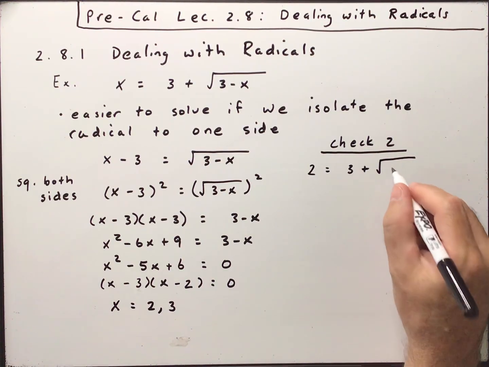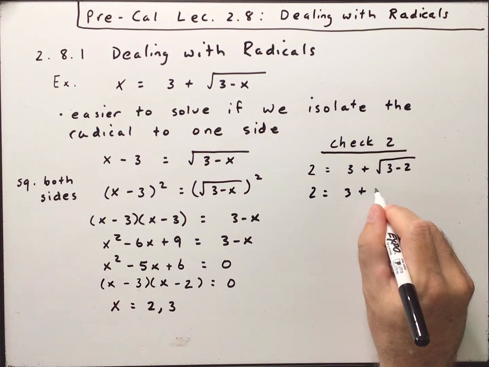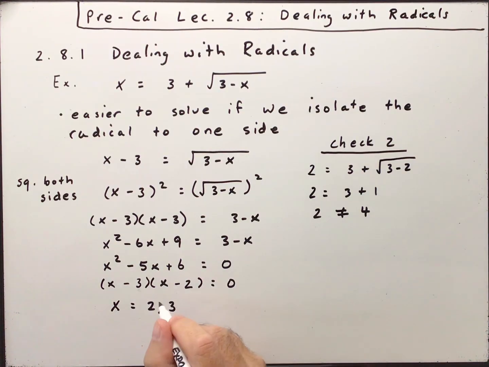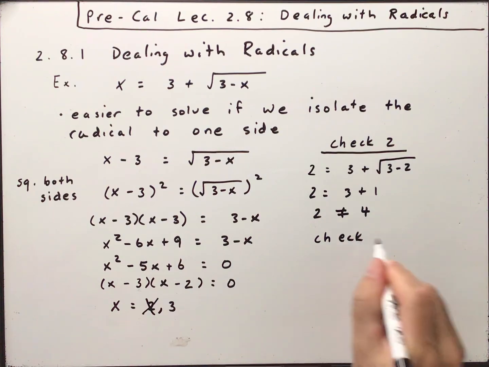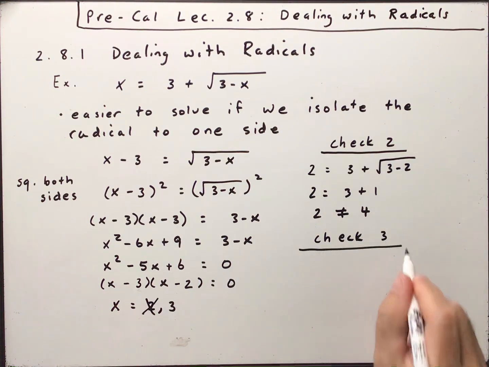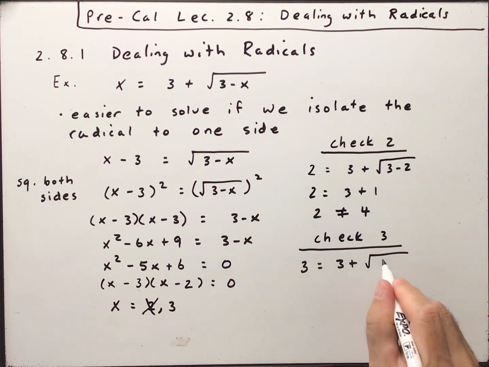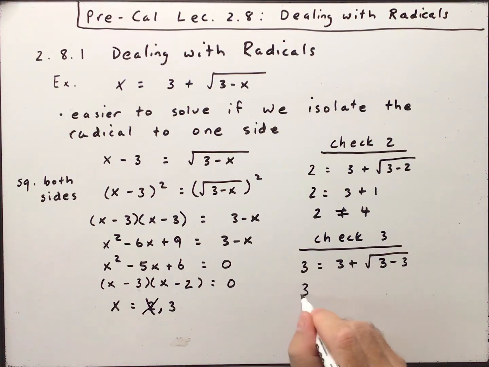All right, so the square root of 3 minus 2. So that's 2 is equal to 3 plus 1. 2 does not equal 4. So 2 is an extraneous solution. So I'm just going to X that one out. We do have to check them both because we can have no solution potentially. So check 3, we would have 3 is equal to 3 plus the square root of 3 minus 3, and that's just 0. So 3 equals 3, that works every time. So 3 is the solution.